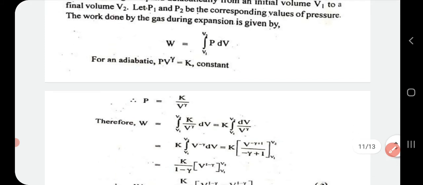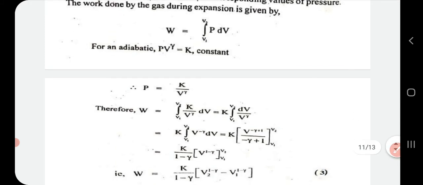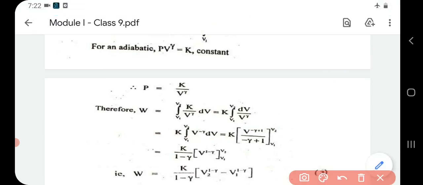Okay, so in the above equation, in place of P, you have to write K by V raised to gamma dV. K is a constant, it is taken out, and what is remaining is integral V1 to V2 dV by V raised to gamma.